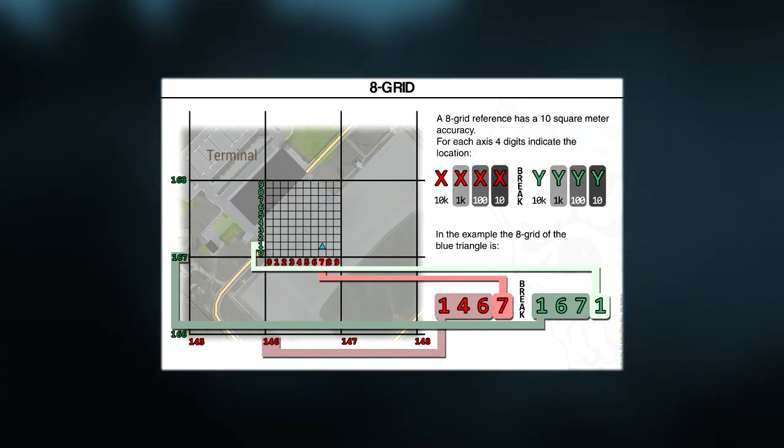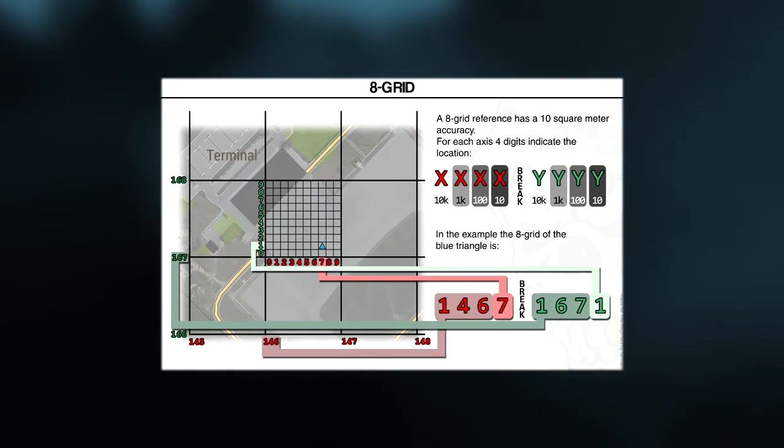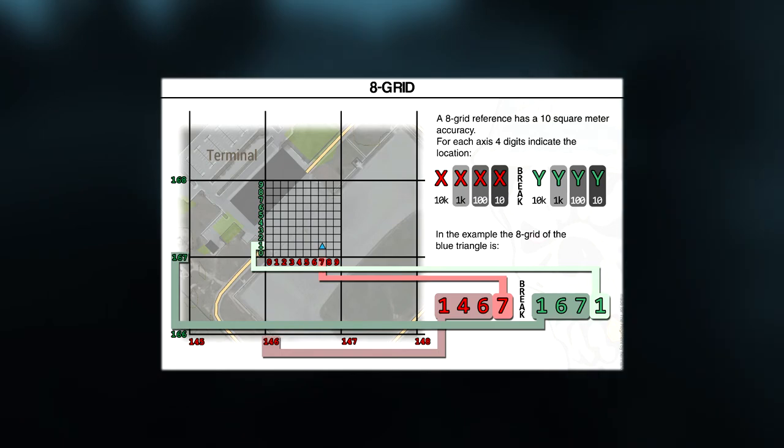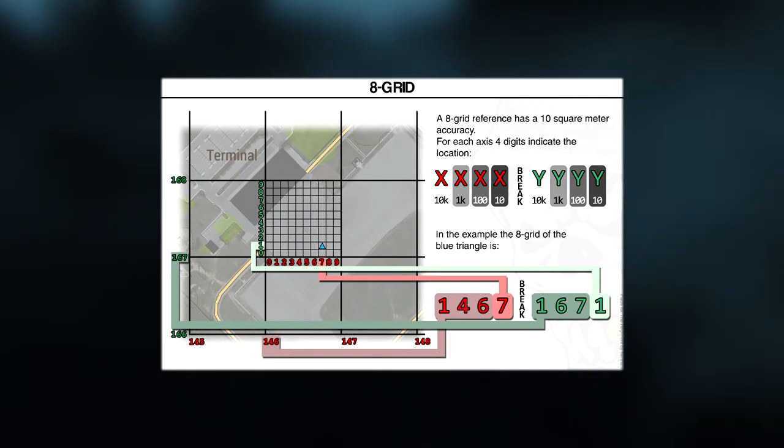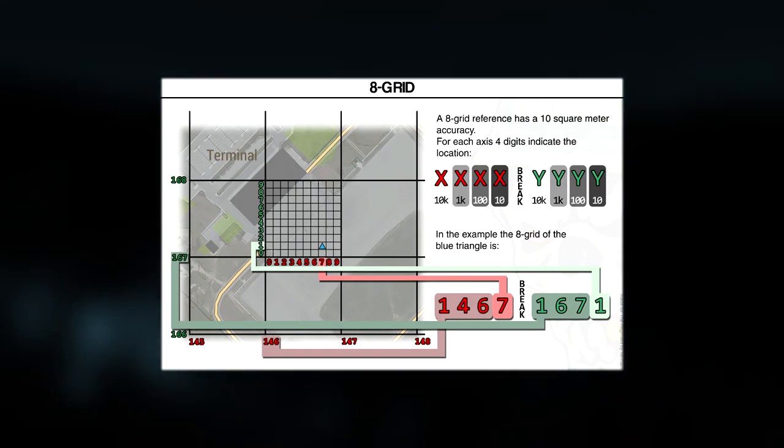When using 8-digit grid references, always say 8-grid or 8-digit grid before transmitting them to other people, so as not to be confused with the 6-digit grid reference. Remember that some maps are bugged, like Chernarus, and their X and Y axes are inverted.